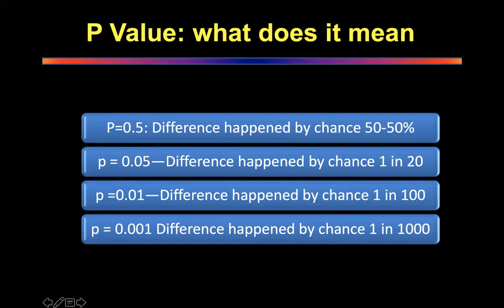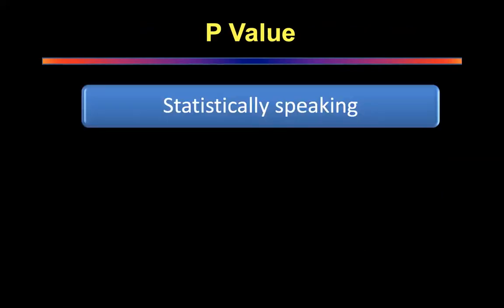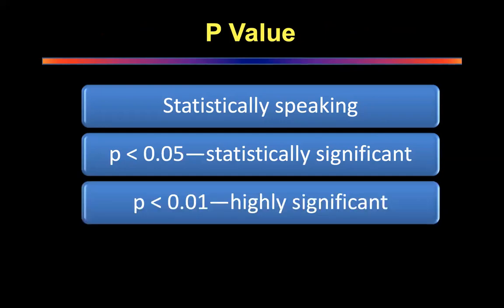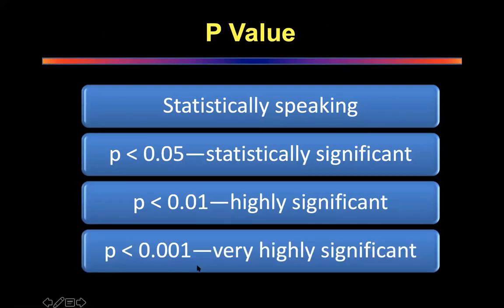It's very important to understand the concepts. So what do you mean by that, statistically speaking? P less than 0.05 is statistically significant. P less than 0.01 is highly significant. And P less than 0.001 is very highly significant. Did I make myself clear or no? Yes, sir.